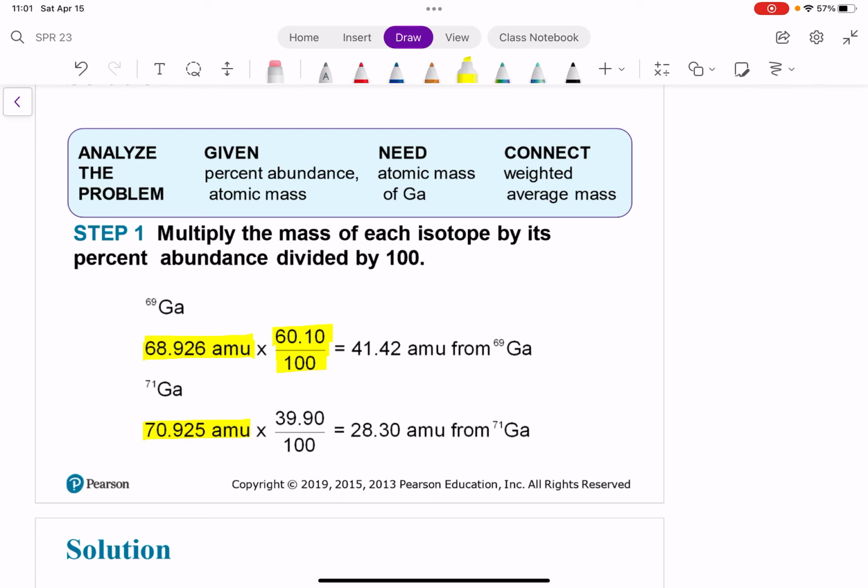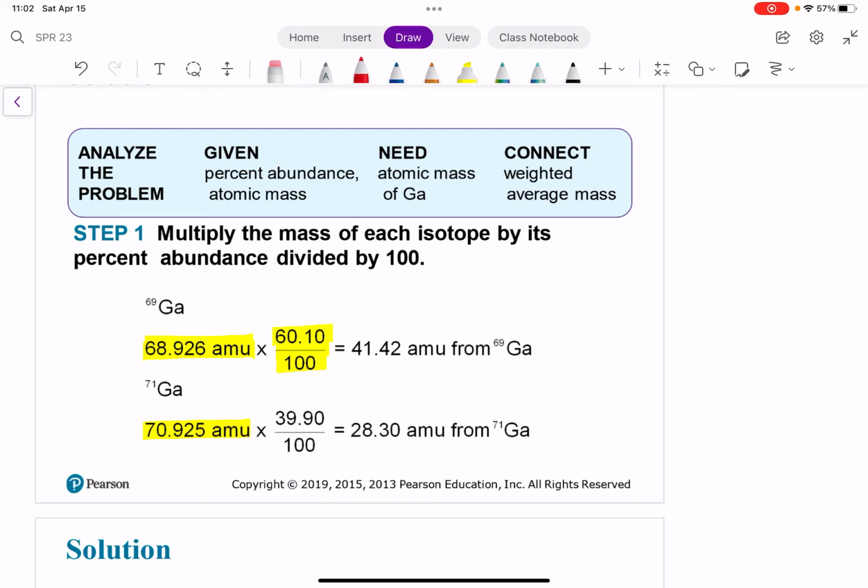And remember, when you do percentages, you're going to have 60.10 over 100. Anytime you're writing a percentage, you can think of it as if you have 60% of something, you're going to write that as 60 per cent, or per 100. Think of a century. 60 per 100. So 60 something out of 100 something gives you 60%. Or in this case, about 60 out of 100 atoms of gallium are the gallium-69 isotope. So you can always write your percentages like that.